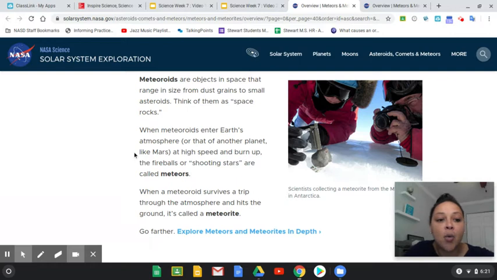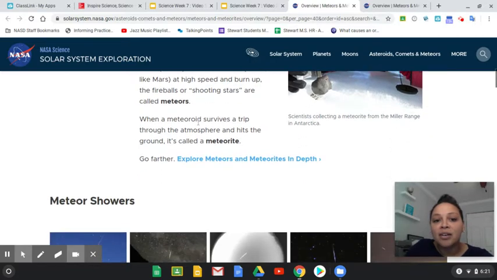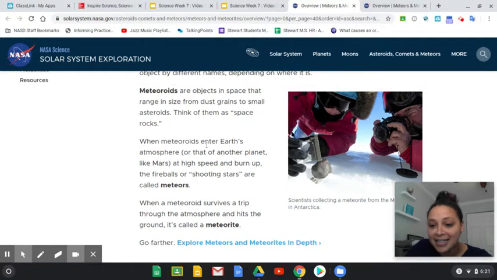Okay, and so sometimes the meteoroids enter the atmosphere near other planets, and we might see them as looking like shooting stars in the sky. Okay, those are called meteors once they get closer and they're in the atmosphere. However, when a meteoroid survives the trip through the atmosphere and hits the ground or the surface, then it's called a meteorite. And so this is highly more unlikely than a meteoroid.